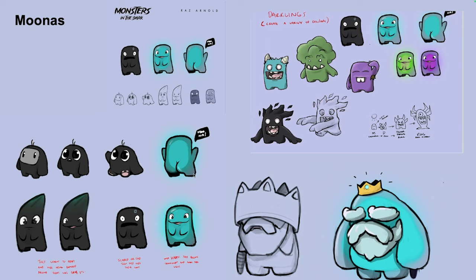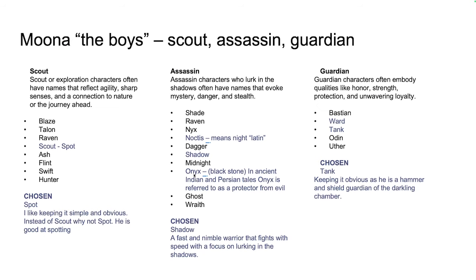But I'm going to take you through some of the various Moona characters that we will touch on in the story. So firstly, here are 3 main Moona characters that we will be introduced to in the story. I'd like to call them Spot and the boys. These 3 characters are the ones that will journey with Ray. So you have 3 types: your scout, your assassin, and your guardian.